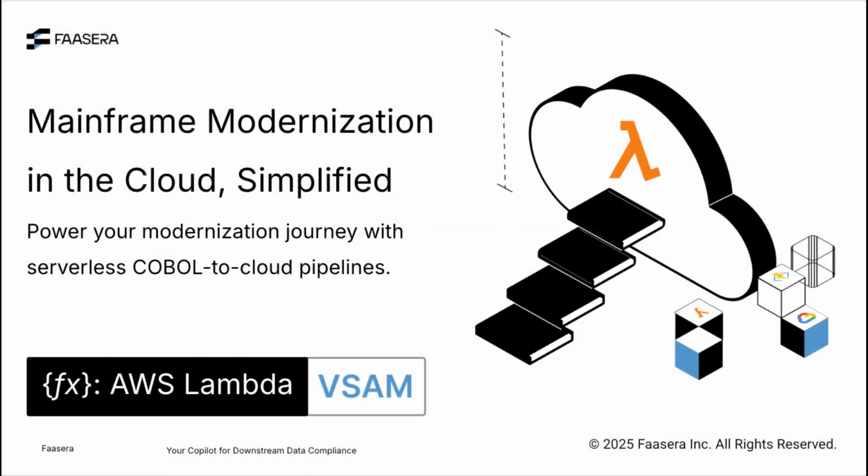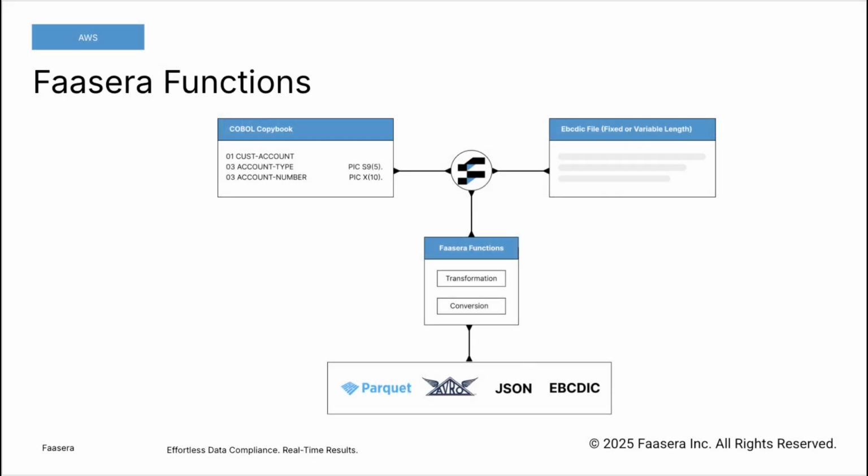In our last demo, we showed how Faasera applies real-time data masking to DynamoDB using Lambda. This time, we're tackling something a little different, a mainframe modernization use case powered entirely by Faasera compliance functions. Mainframe systems still store critical data, often in COBOL layouts and EBCDIC encoding. And that data needs to move into the cloud, into modern formats, powering analytics, machine learning, AI-driven insights, or compliance workflows. Faasera makes this transition fast, automated, and cloud-ready. Let me show you how.